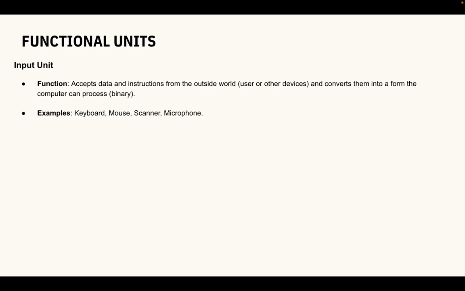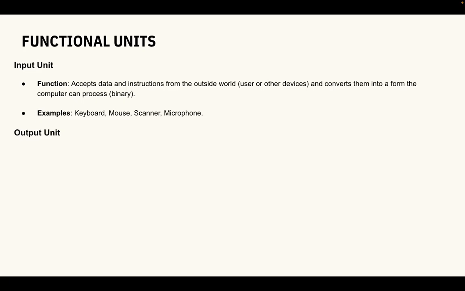Whenever a key is pressed on the keyboard, the corresponding letter or digit is automatically translated to its corresponding binary code and transmitted to the processor. Examples of input units are the keyboard, mouse, scanner and microphone.